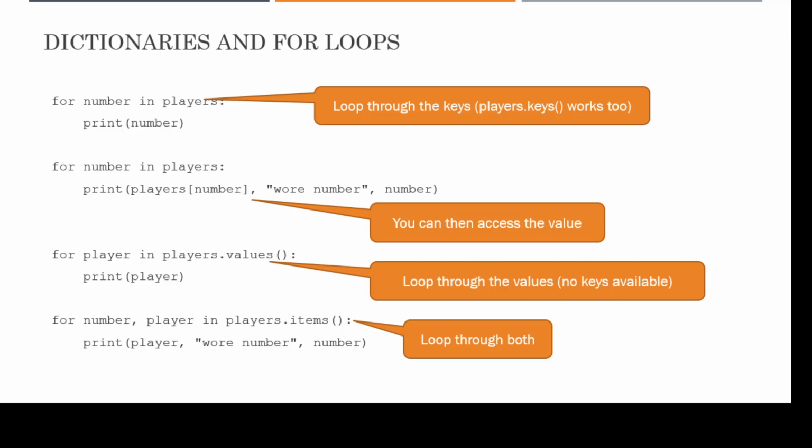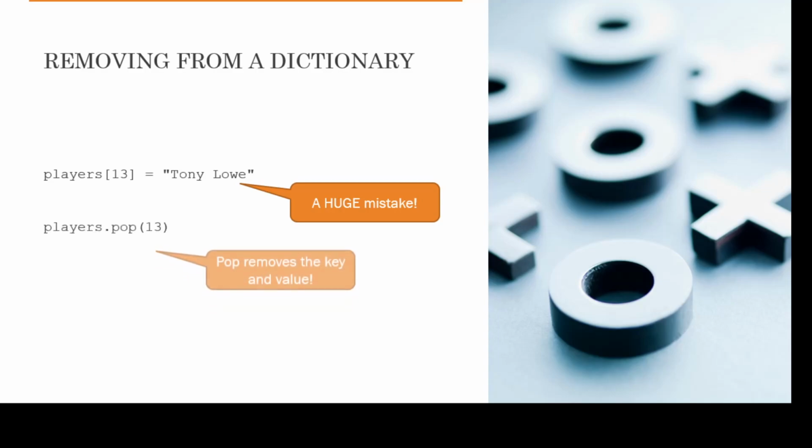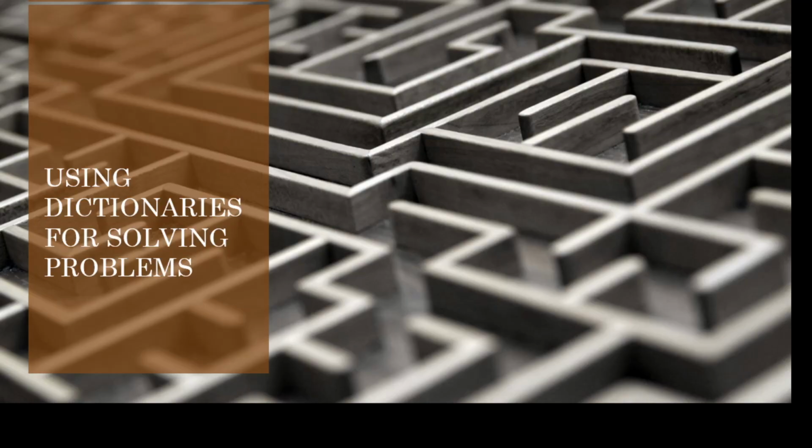If you need to remove something from a dictionary, like, hey, I put player 13 as Tony Lowe, that's a huge mistake. I'm not a classic great basketball player. I never wore number 13 in the NBA. Well, what I can do then is what's called a pop. The pop removes both the key and the value from the dictionary. And you notice it doesn't matter what the value is. I just say pop 13 and it pulls both of them out of the dictionary. It's not there anymore.